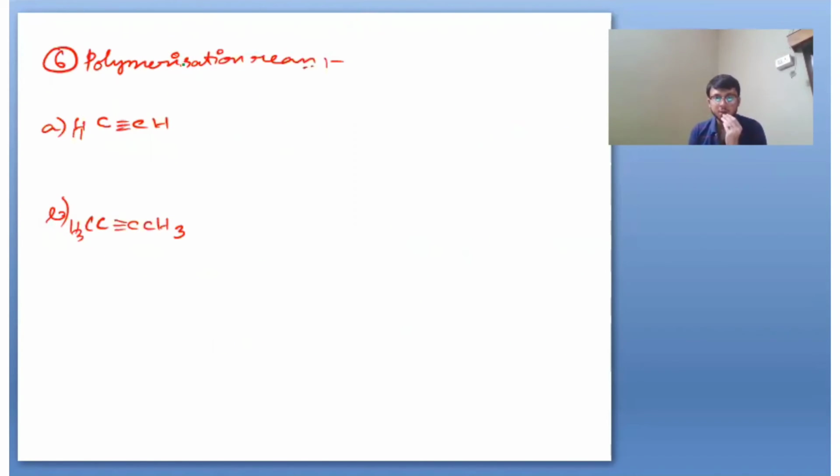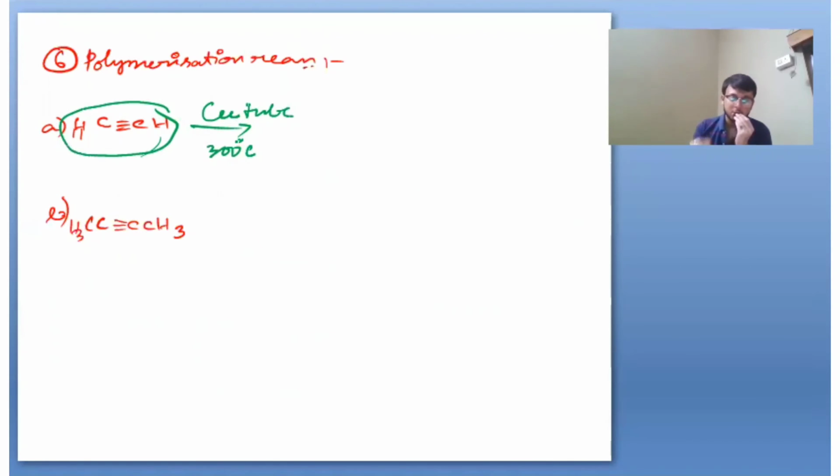Next is polymerization reaction. Now this polymerization reaction is very important. Why is this important? They give you this acetylene and tell you to form benzene ring. So how can we form benzene ring from this? You have to remember the reagent, that is Cu tube 300 degrees Celsius, or heated copper tube, or heated Fe tube. Okay, so that will give us benzene.